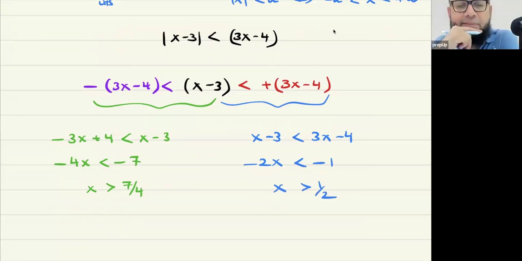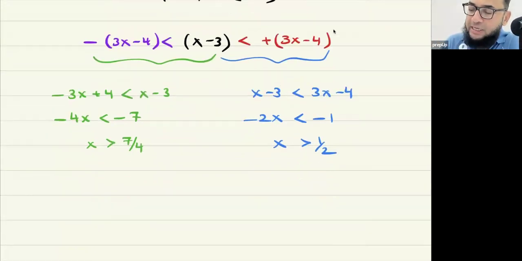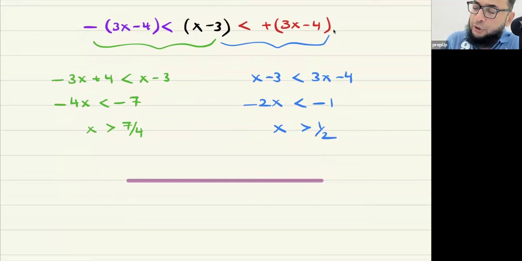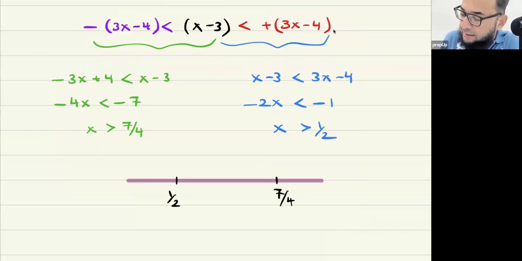Now again, we are in the same position. Both inequalities are pointing in the same direction. No need of drawing any sketches. The sketches were for explanation purposes only, and I've already used that. So now let me mark the points. 7 over 4 is bigger. Let me write it properly. That's the bigger value. Half is the smaller value. Greater than 7 over 4, that is this line going to the right. And then greater than half, that is the other line going this way.